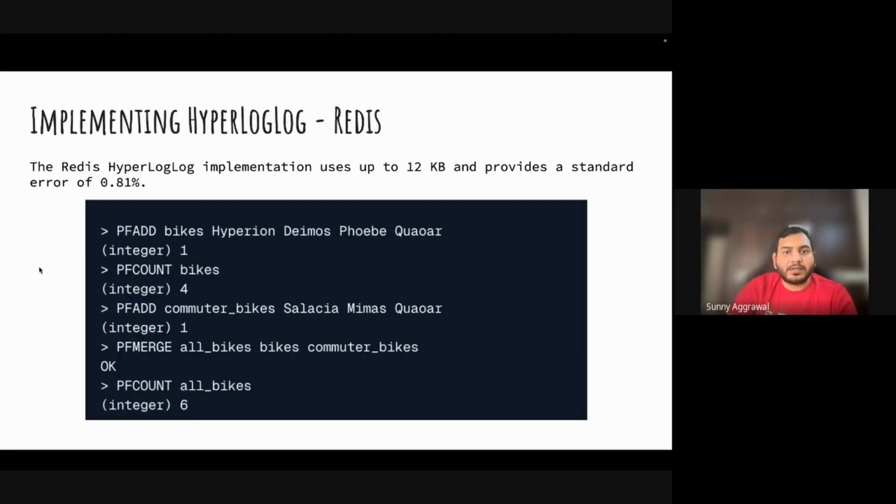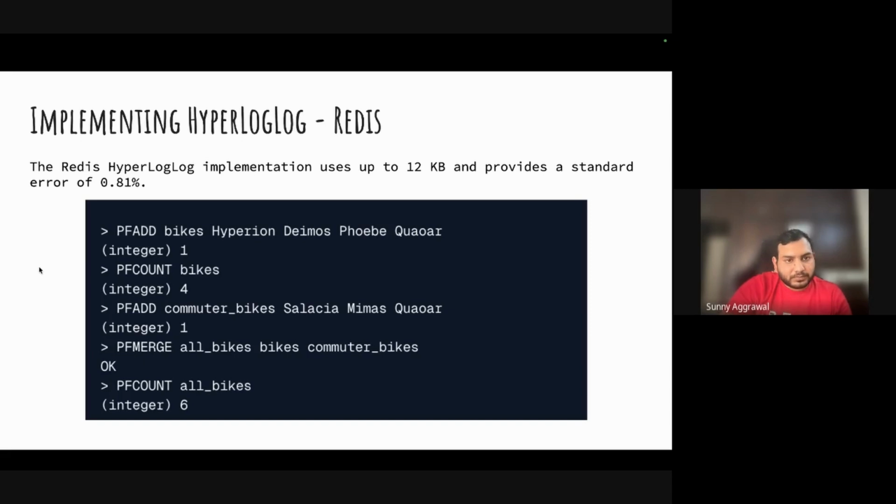So let's look at how we can use Redis out of the box to implement this. So the Redis HyperLogLog implementation internally uses up to 12 KB of memory. It says up to because for smaller data sets, it will use small memory, and as the data set grows, it can use up to 12 KB of memory. And then it provides a standard error rate of 0.81%. And using these commands, we can use Redis to approximate this.